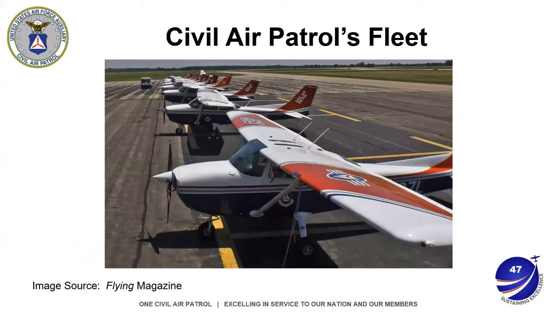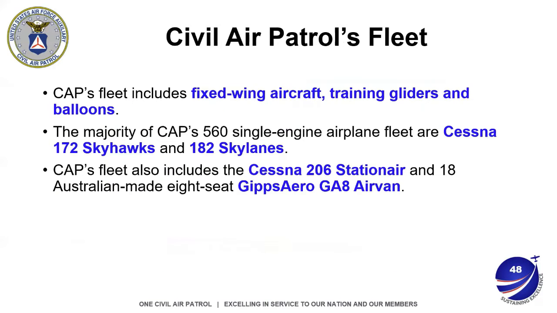Now we'll take a look at Civil Air Patrol's fleet. CAP's fleet includes fixed-wing aircraft, training gliders, and balloons. The majority of CAP's 560 single-engine airplane fleet are Cessna 172 Skyhawks and 182 Skylanes. CAP's fleet also includes the Cessna 206 Stationair and 18 Australian-made 8-seat Gibbs Aero GA8 Airvans.